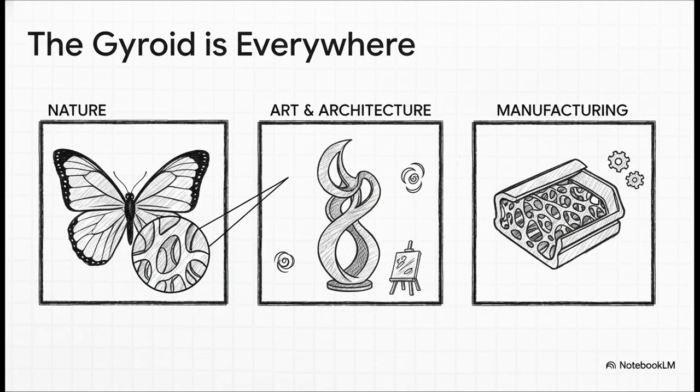Well, because the gyroid is, and I mean this, everywhere. Nature uses it to create the shimmering, iridescent colors you see in butterfly wings. Its unique flowing structure inspires artists and architects. But in advanced manufacturing, it's a total game changer. It has this ridiculously high surface area packed into a tiny volume, and it's incredibly strong for how little material it uses. That makes it perfect for everything from better batteries to stronger, lightweight medical implants.